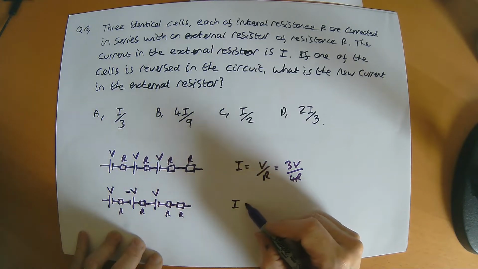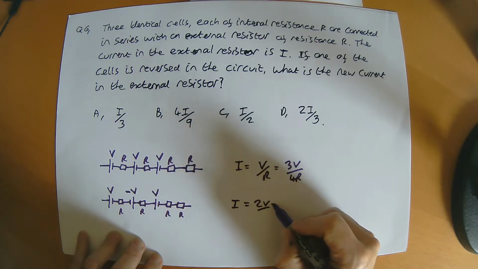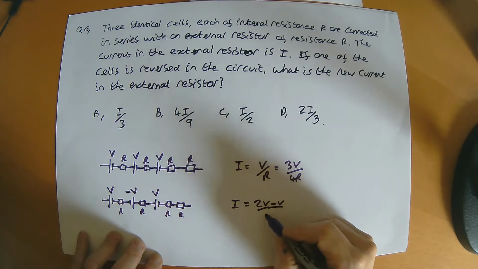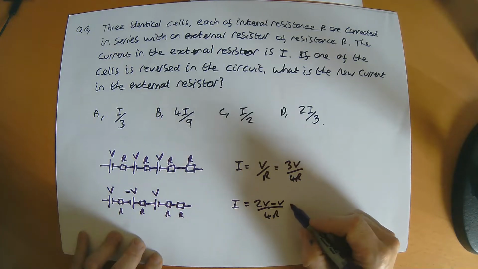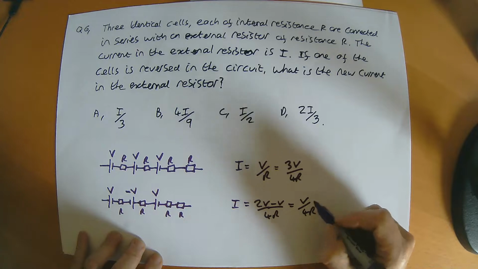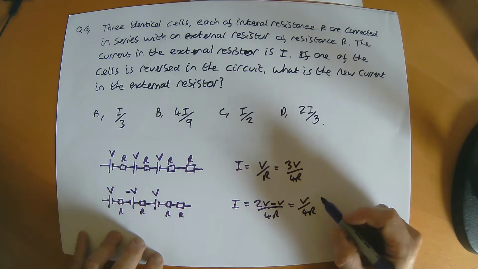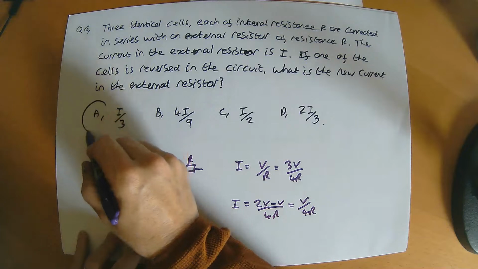So now you have I is equal to 2V minus V over 4R. And that's equal to V over 4R. And this, of course, is 3 times as big as that. And so the current is going to drop by a factor of 3, and the answer is A.